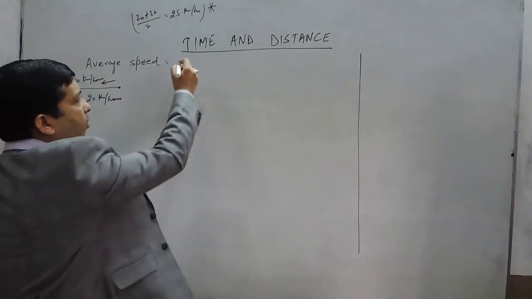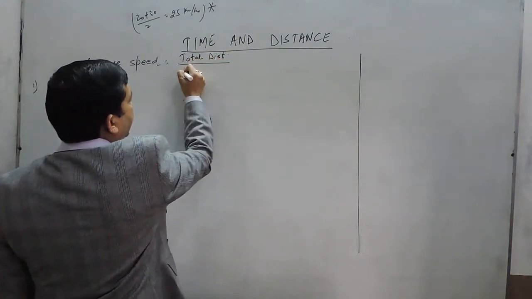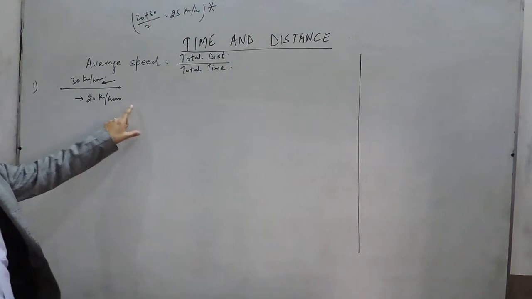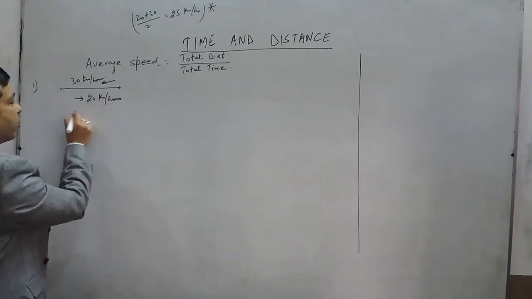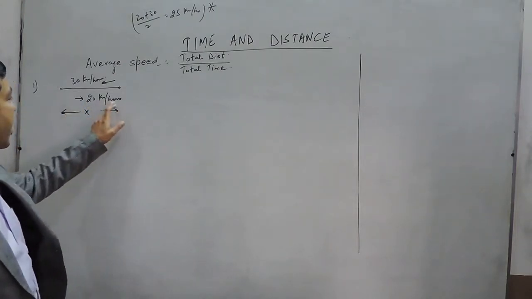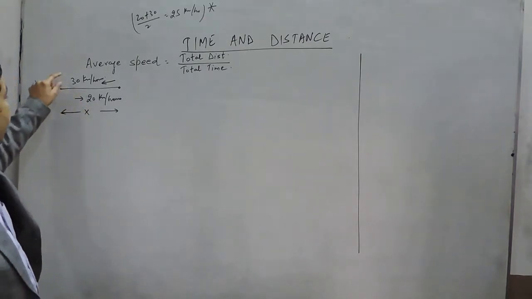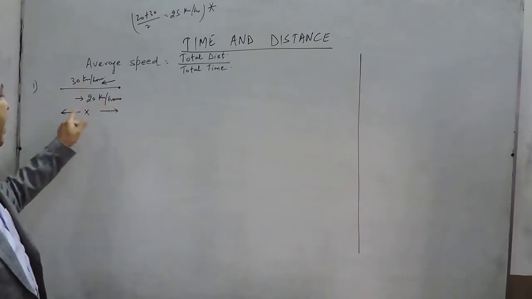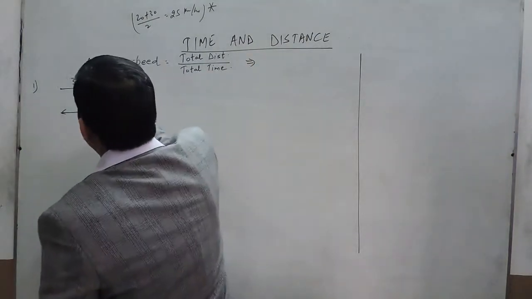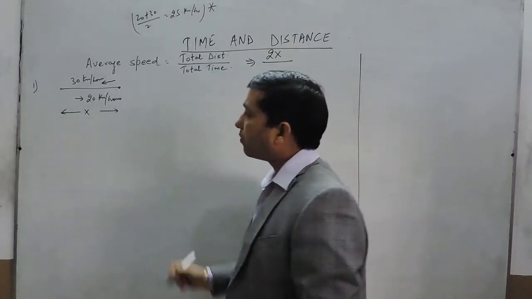the average speed formula is total distance divided by total time. Now if we look at the same question, we can assume the distance is x. If the distance is x, which he is going at a speed of 20 km per hour, then the time taken will be x upon 20. At the speed of 30 km per hour, he will come back x distance in the time x upon 30.